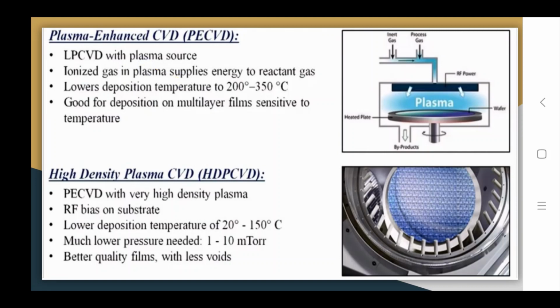Let us discuss the next one called high density plasma CVD. It is plasma enhanced CVD with very high density plasma. Here the density of plasma is more, and then there is RF bias on the substrate. Lower deposition temperature, generally 20 to 150 degrees centigrade. Much lower pressure is needed, generally 1 to 10 millitorr is required, and better quality films with fewer defects. So these are the most sophisticated machines compared to the plasma enhanced process.